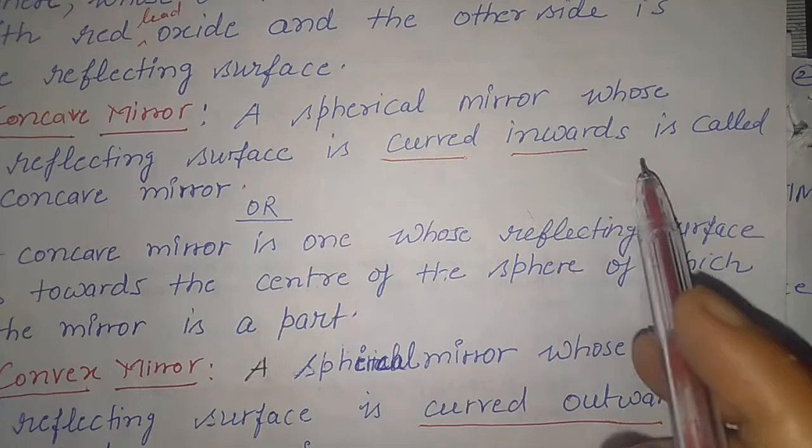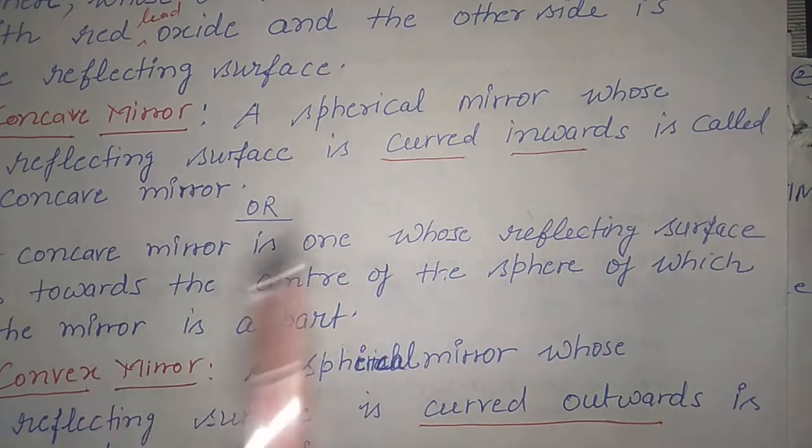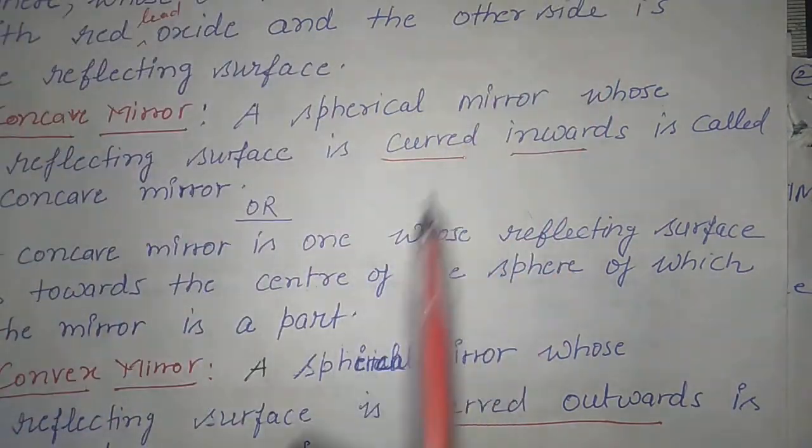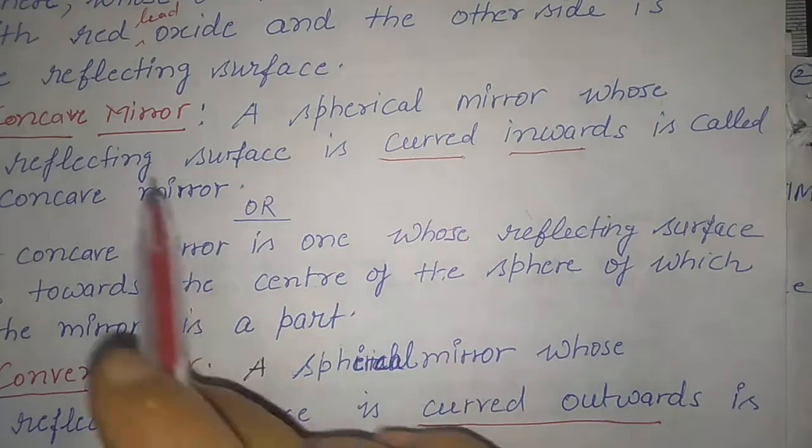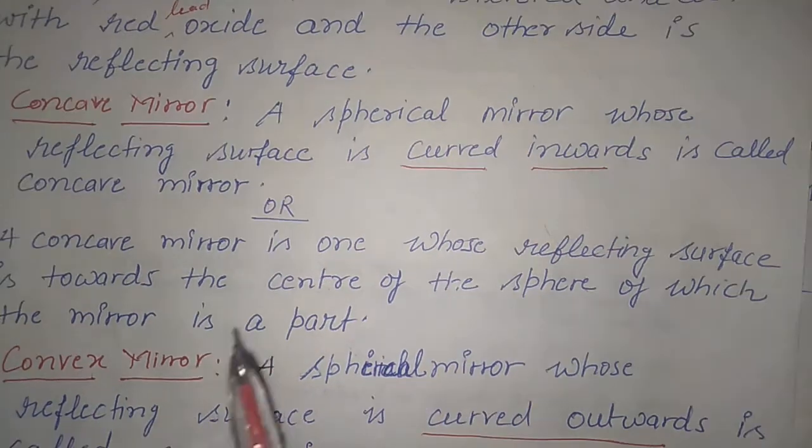A spherical mirror whose reflecting surface, this side, is curved inward, you are going in. It means that curved inward is a concave mirror, and whose reflecting surface is curved outward, it is outward. So you can touch it. Suppose if you are having these two mirrors, by the touch you can tell also.